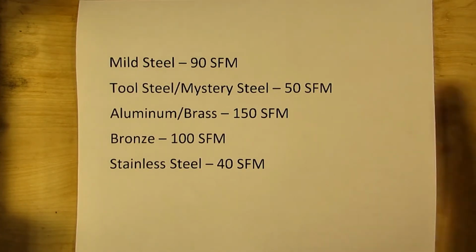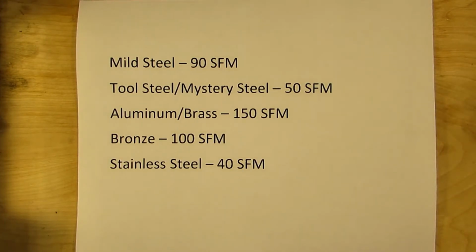Another thing that you might find is you might look up cutting speeds for different materials and find charts that are wildly higher than these on the internet. And those are usually found from manufacturers of cutting tools. Well, those are production-oriented numbers.